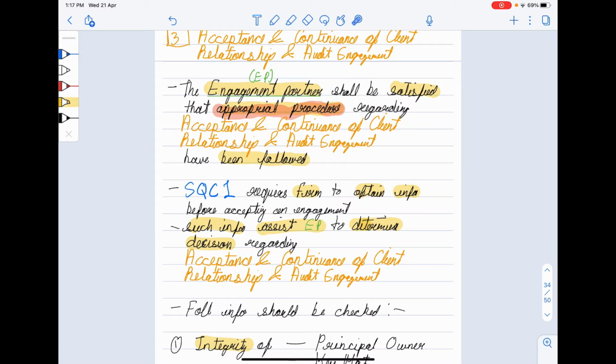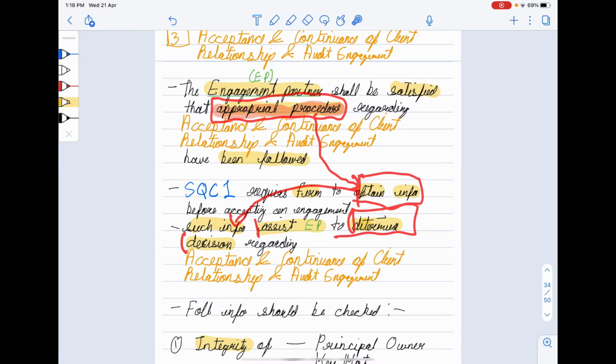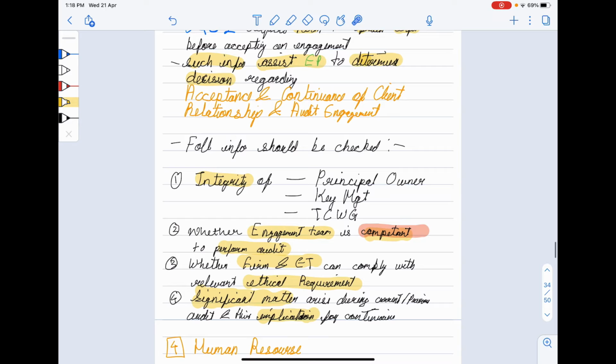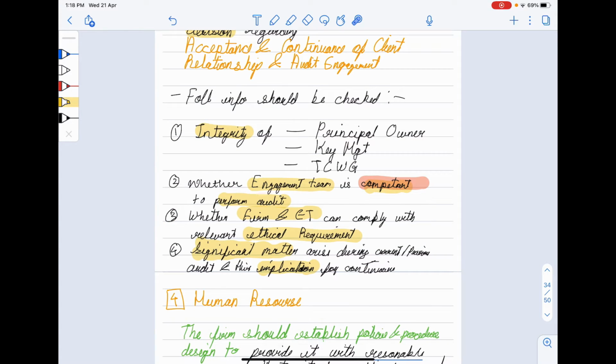First, the engagement partner should satisfy with appropriate procedure for acceptance and continuance. Second, SQC1 requires to obtain information. First one is appropriate procedure has been satisfied. Then what is appropriate procedure? Appropriate procedure is to obtain information, and such information will assist the engagement partner to determine decision regarding acceptance and continuance, and what all information should be checked. First one is integrity, second is engagement team's competence to perform audit, third is engagement team compliance with relevant ethical requirement, and fourth is significant matters arising during current or previous audit and their implication on continuance.